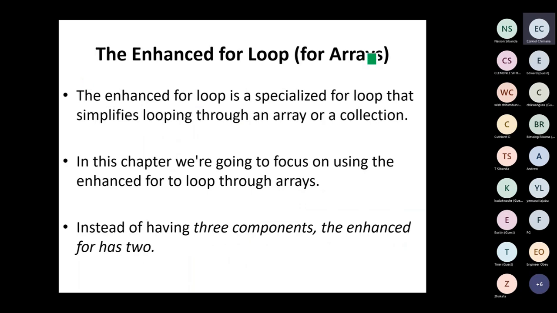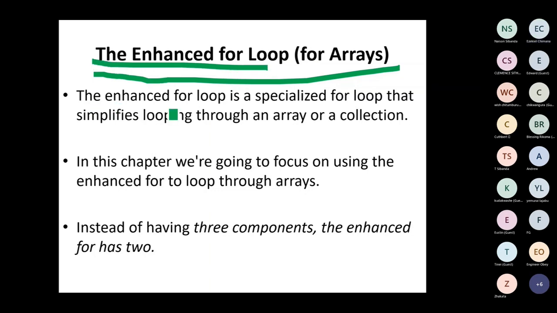Now there is the enhanced for loop. This one is used for arrays, and arrays are the last part that we are going to do today. After that, we are going to look at object-oriented programming in our next lecture. The enhanced for loop is a specialized for loop that simplifies looping through an array or a collection. You can also loop through an array using the basic for loop that we've done, but to do it easily, you can use the enhanced for loop.